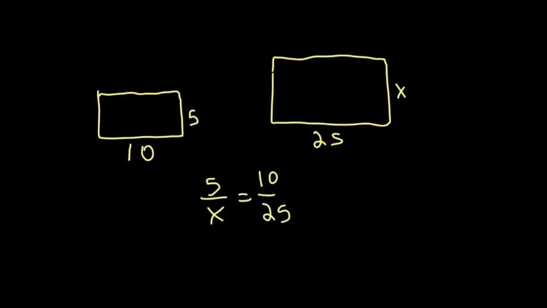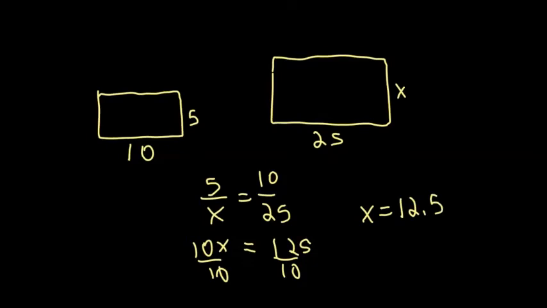So now I've got a proportion I can solve and do 5 times 25, which is 125, equals 10 times x, which is 10x, and then divide by 10. Dividing by 10 will make my decimal move over one time, so that's going to equal 12 and 5/10, or 12 and a half. So that missing side is 12 and a half.